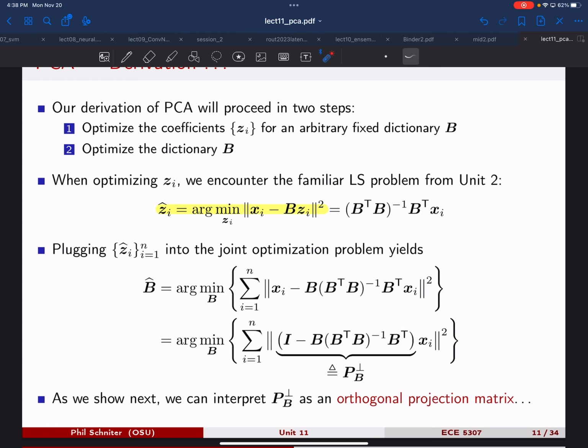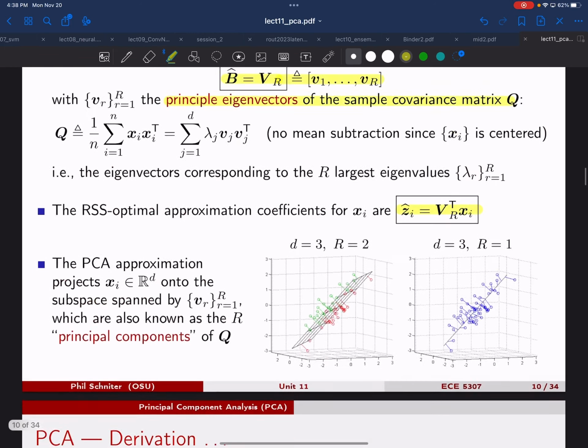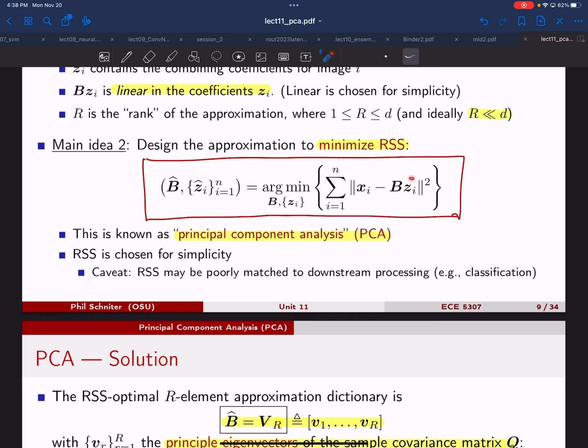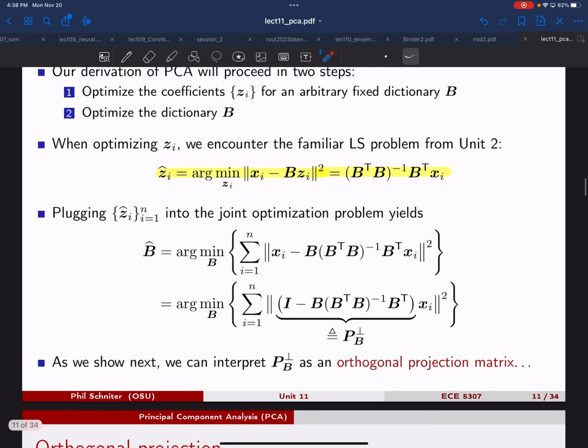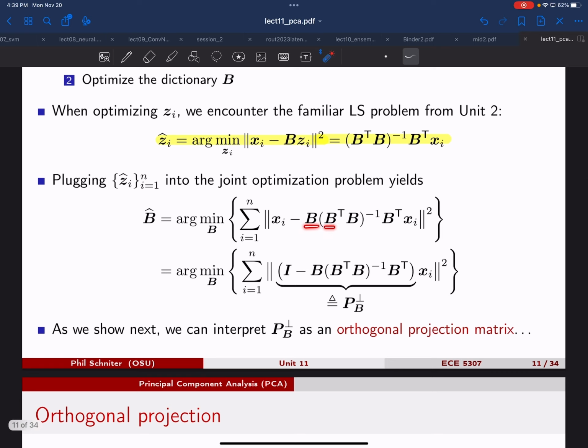Okay, so that's done. At least for this first stage, because of our work back in Unit 2, we know how to do this, and this is exactly what we get. This is the optimal z hat i. Now that I know that, I can go back to this expression and plug that in for all the different i's, and then the only thing left to optimize is B. That's what we have over here. Okay, this expression looks a little more challenging though, because B shows up 4 times here. Some are transposed, some are inverted, and so on.